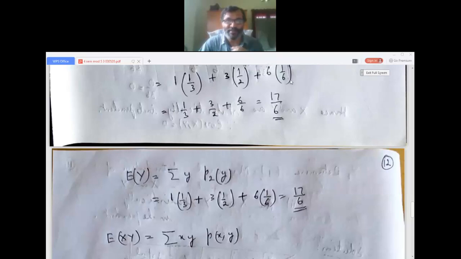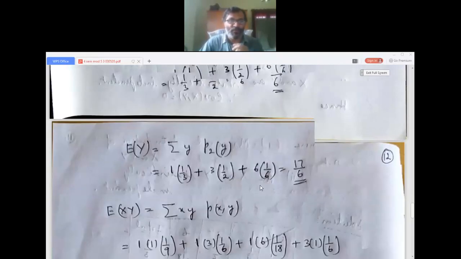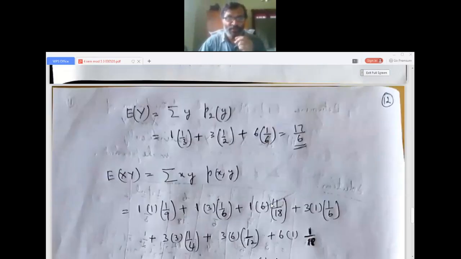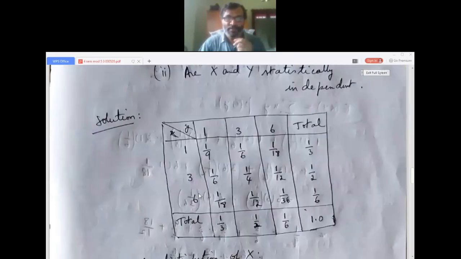17 by 6. Now next we have to find E of xy, that is, to find the covariance of xy, we need E of xy, the summation of xy P of xy. That means all the combinations we have to take from the table. That is already explained, but once again I am explaining. See this table here, sigma xy P of xy.